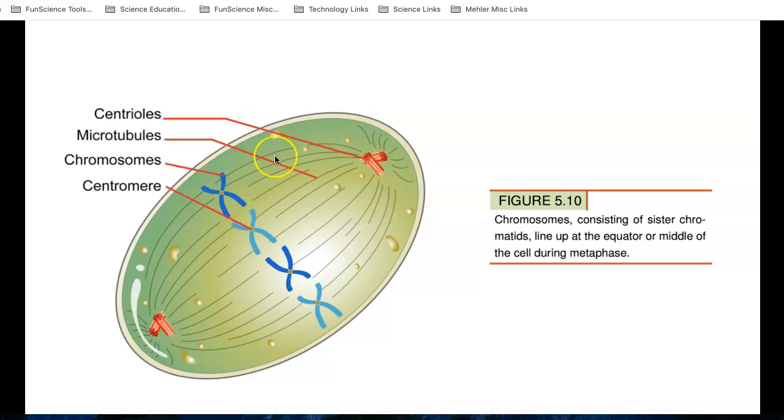The centrioles are attached to those chromatids. They will pull them apart. And the centromere is the center of the chromosome, or the center of the 2 chromatids. These are terms you should take a look at. These microtubules are sort of like the ropes or the strings or the cables that attach and pull it apart.